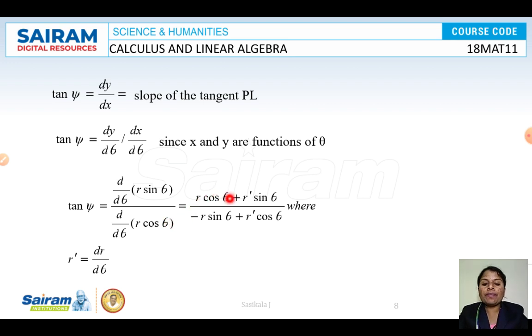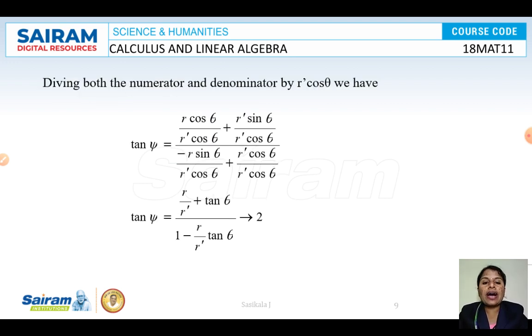Okay. Now I'm going to compare this with the tangent formula in equation number 1. For that purpose, I should have it in the standard format, tan A plus tan B by 1 minus tan A tan B. As per that, in the denominator I have r dash cos theta minus r sin theta, so you can divide by r dash cos theta and it will become 1 here, giving the 1 minus format. So for that reason, I'm going to divide both numerator and denominator by r dash cos theta. So tan psi is equal to r cos theta by r dash cos theta plus r dash sin theta by r dash cos theta, divided by minus r sin theta by r dash cos theta plus r dash cos theta by r dash cos theta.